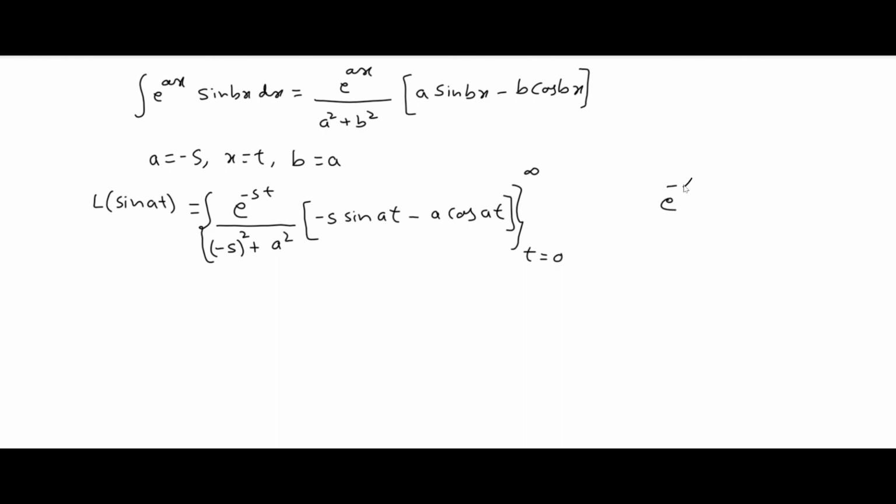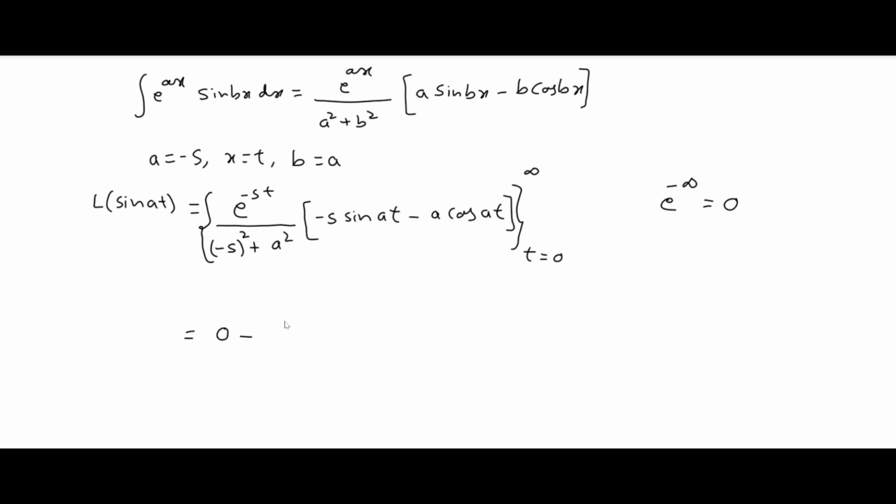For the upper limit value of infinity, e power of minus of infinity will be 0. So the entire first term will become equals to 0. So the upper limit value infinity will make the whole term equal to 0. So upper limit is 0. Let me just erase that line. Then write down the lower limit value.